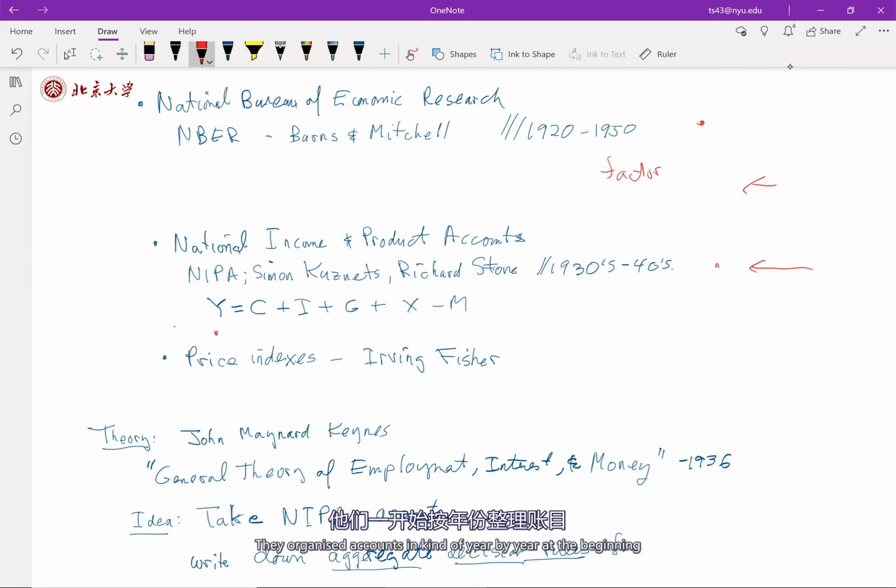So they organized accounts year by year at the beginning, eventually quarter by quarter. They got measures of consumption, investment, government expenditures, exports, imports, and eventually they disaggregated that: consumption, durable consumption, non-durable consumption, services. So they basically created these components, and they just created the accounts and looked at them.